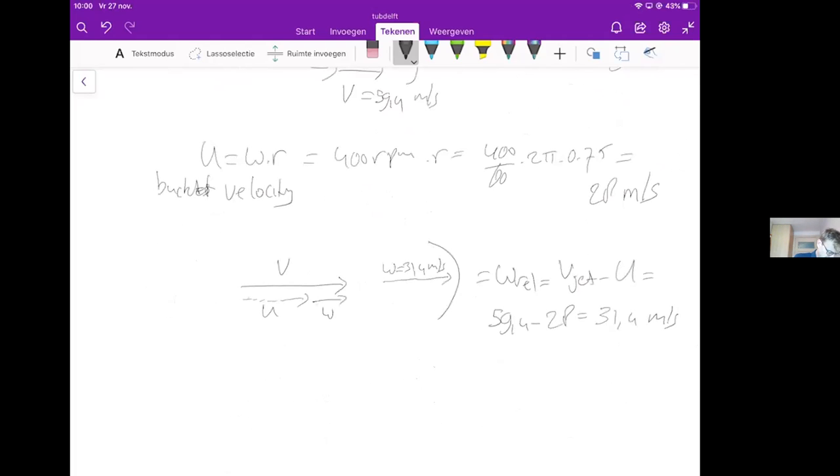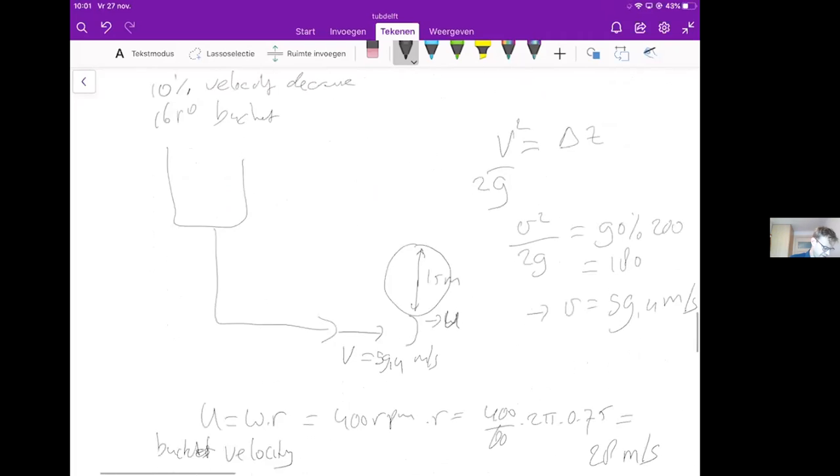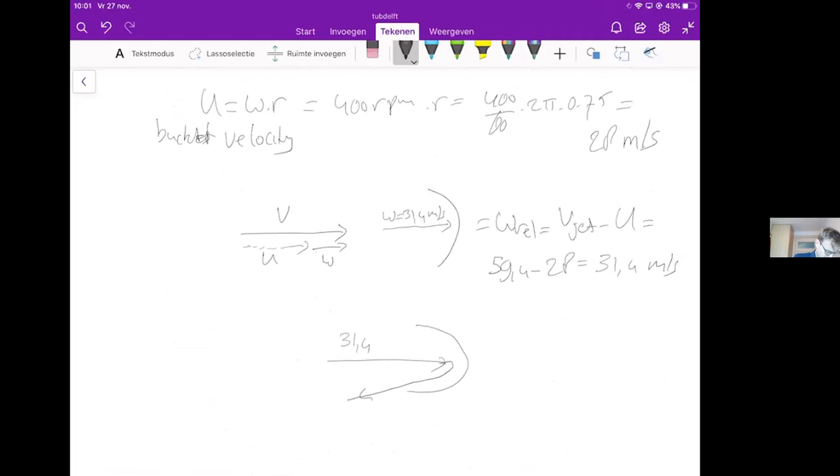So if you go to this bucket, 31.4, and we see it goes out like this. Then we had, I think, the angle from 165. So this angle, this beta 2, is 180 minus 165 degrees, which is 15 degrees. So we got here U, this is W in, this is W out.